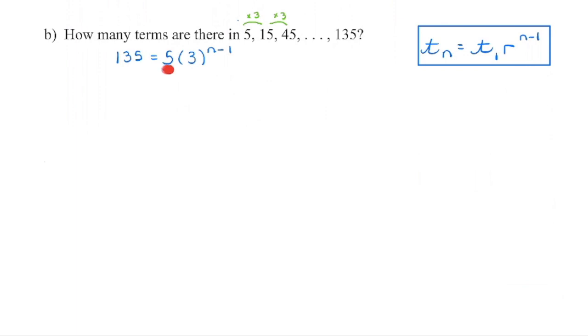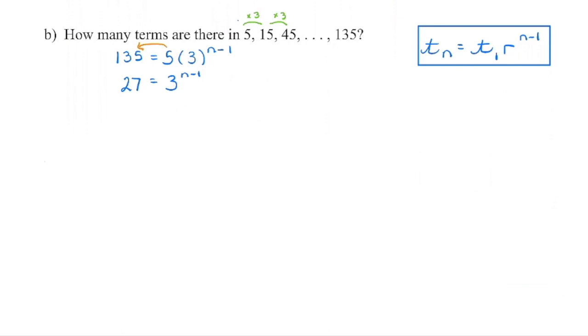Now remember, we cannot multiply those together. This is an exponent of 1, this is an exponent of that. These are not the same base. We cannot multiply powers together if they have different bases. So what we're going to do instead is divide out that 5. So 5 divided by 5 is 1, so that's gone. 135 divided by 5 will give us 27, and then we're still left with that power.